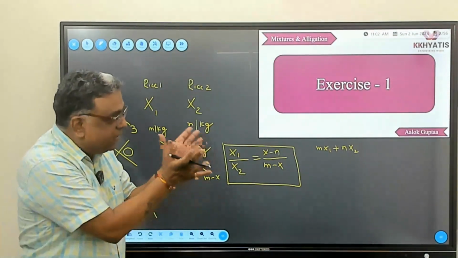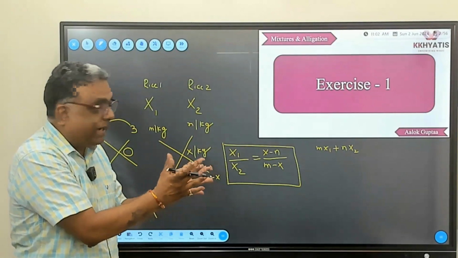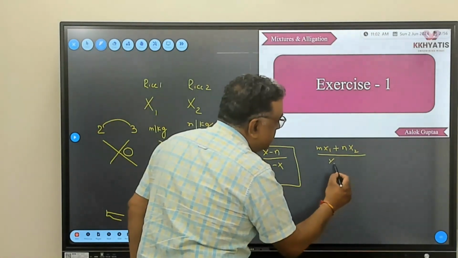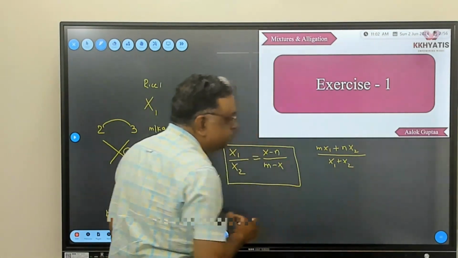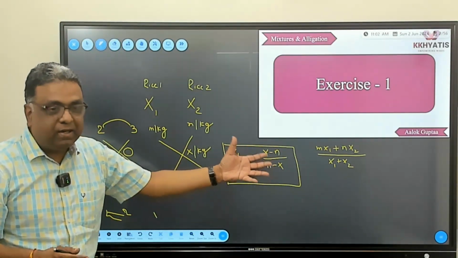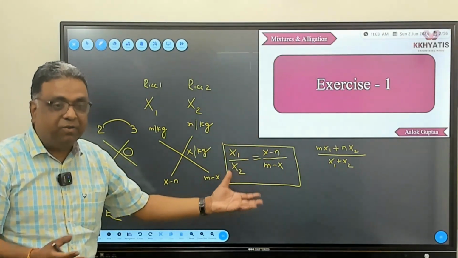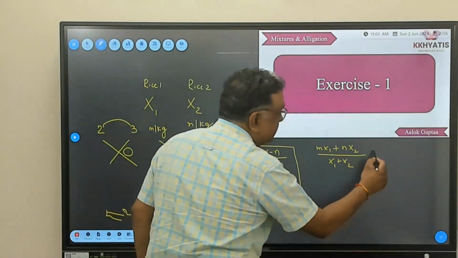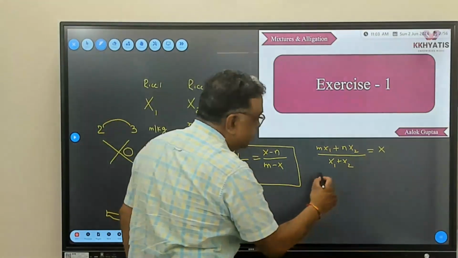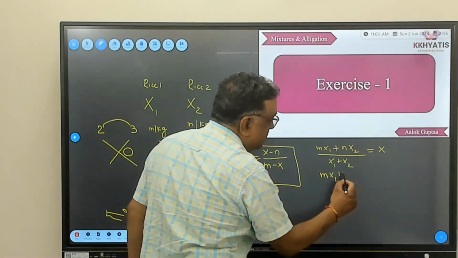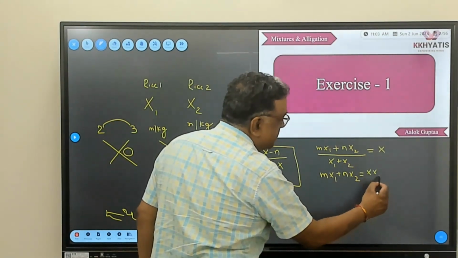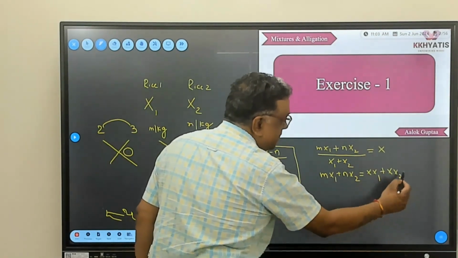If I divide this total cost by the total weight, what is the total weight? x1 plus x2. Correct? What I am going to get from here is the cost per kg of the mixture, which is x. If I solve this equation, mx1 plus nx2 is x into x1 plus x into x2, correct?